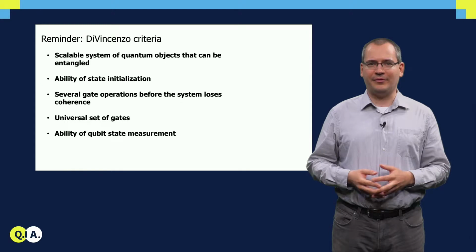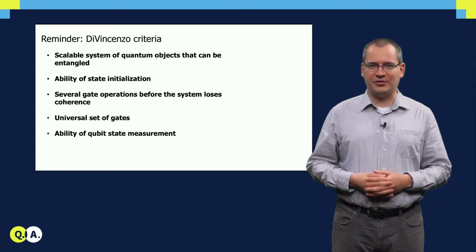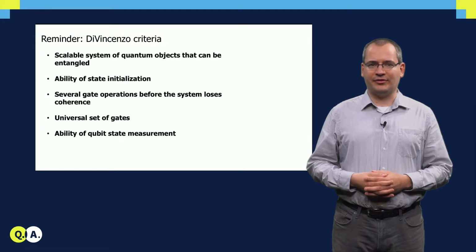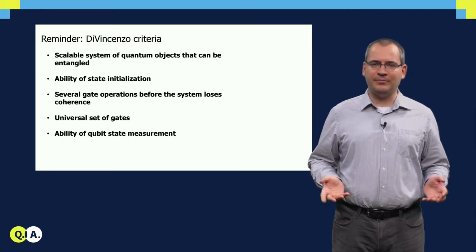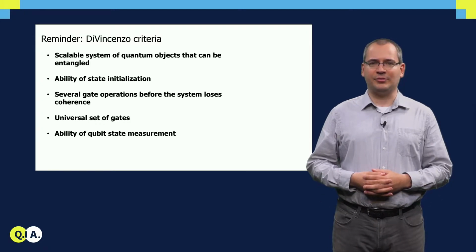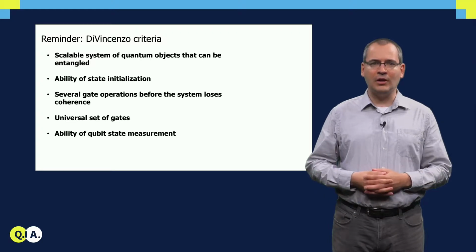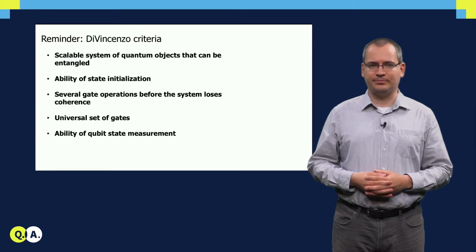Then we have to be able to do several gate operations before this system loses coherence. We need a universal set of quantum gates, and finally, we have to measure the quantum state of each qubit at the end of the quantum algorithm. So let's see how these criteria are fulfilled for a set of anyons.